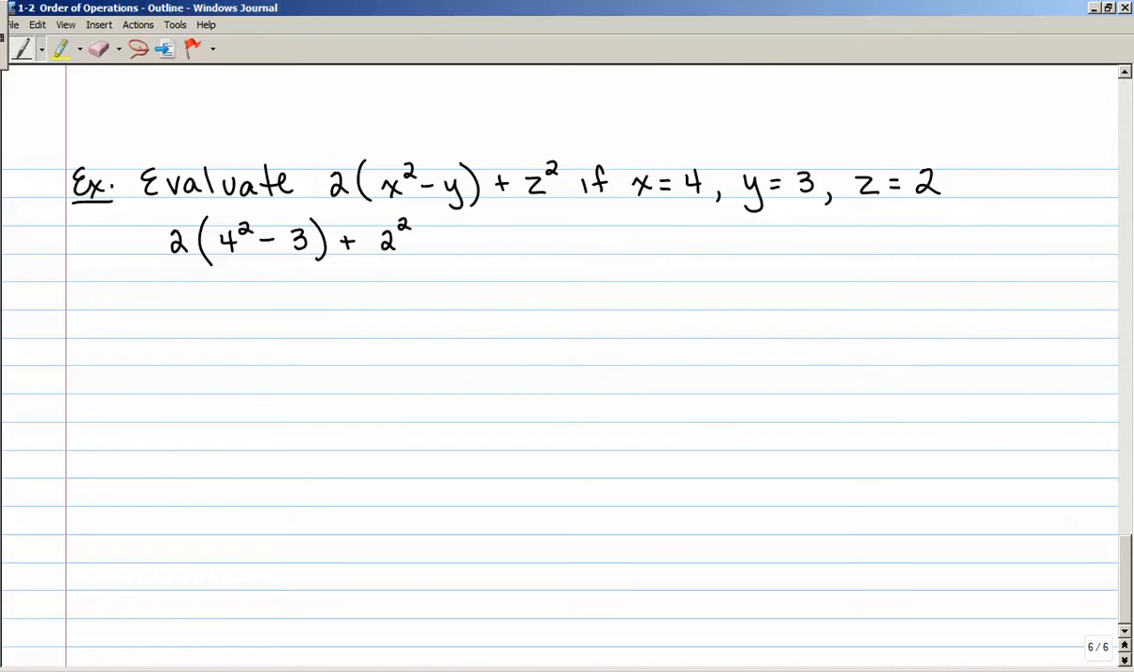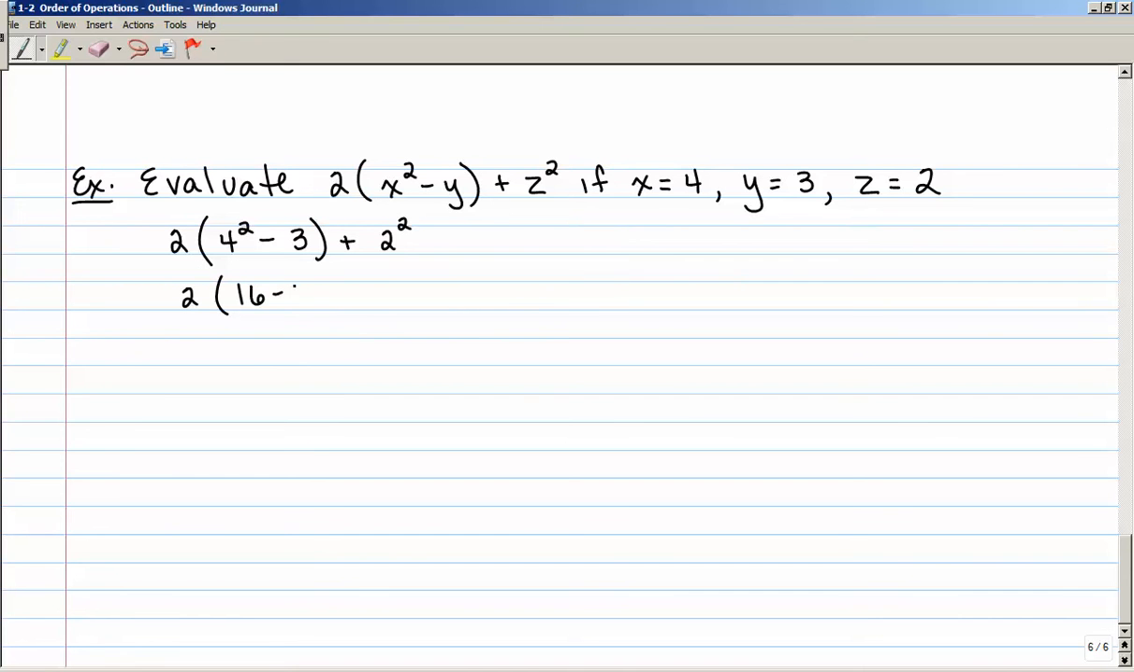Whenever I do this, I always stop and go back and make sure I plugged in correctly. So I put in 4 for x, 3 for y, and a 2 for z. Now I just do PEMDAS on this. Starting with my parentheses, but inside my parentheses I have a power. So I need to evaluate that first.